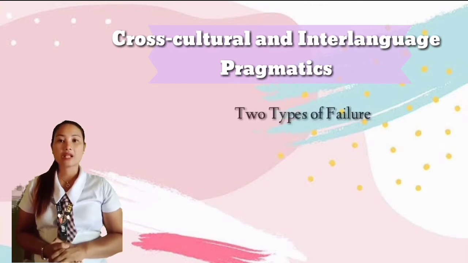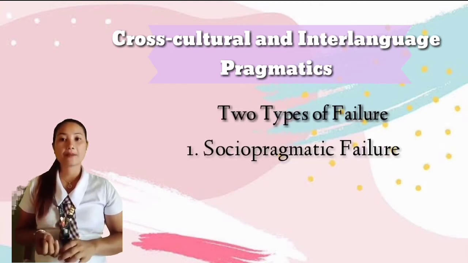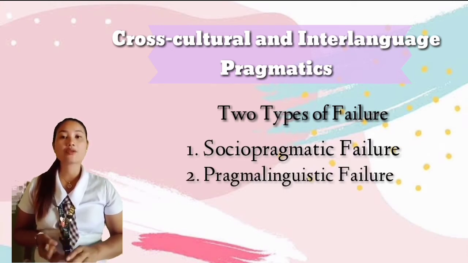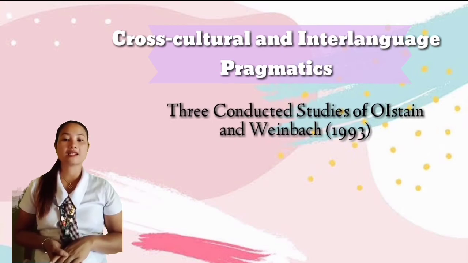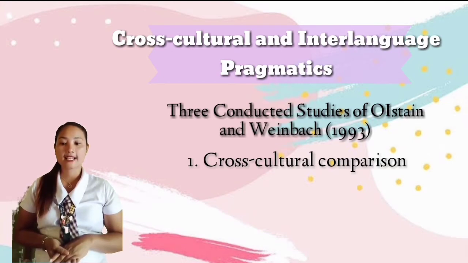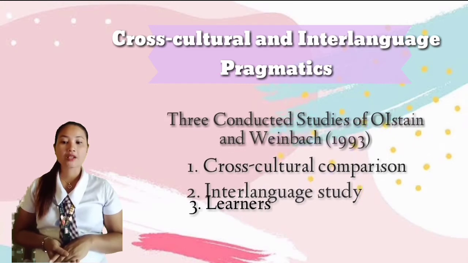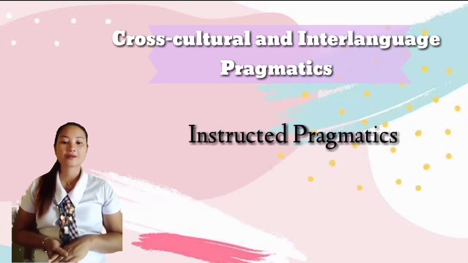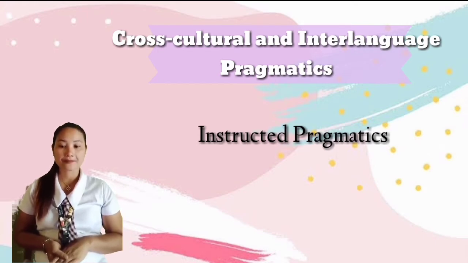There are 2 types of failure. First is the sociopragmatic failure. Second is the pragmalinguistic failure. And also there are 3 types of studies conducted by Eisenstein and Bodman in 1993. First is the cross-cultural comparison. Second is the interlanguage study. Third is the learners. And in interlanguage pragmatics, the investigation of speech act development is in the instructional context.